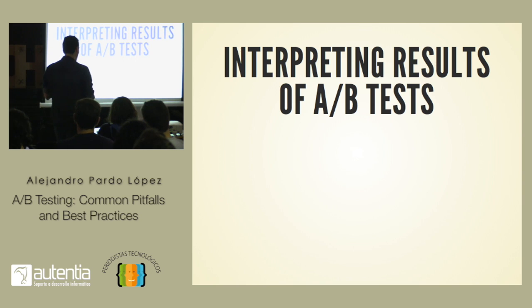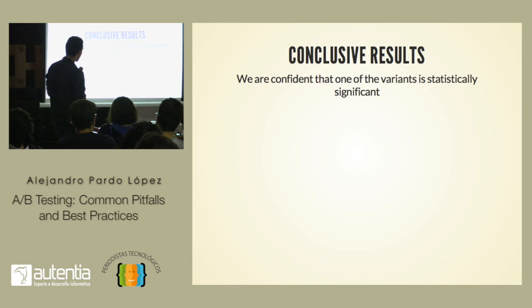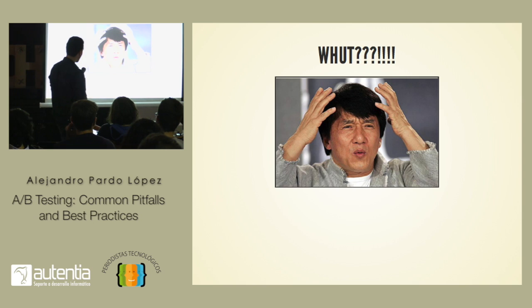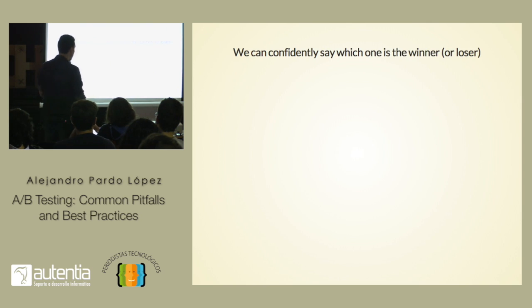So once you make sure you get data, your A/B test is running, you are getting your results, then it's time to interpret the results. Then we talk about conclusive versus inconclusive. Conclusive results means that we're confident one of the variants is statistically significant. And what does it mean? What it means is that we can confidently say, this one is a winner and I know it for sure.